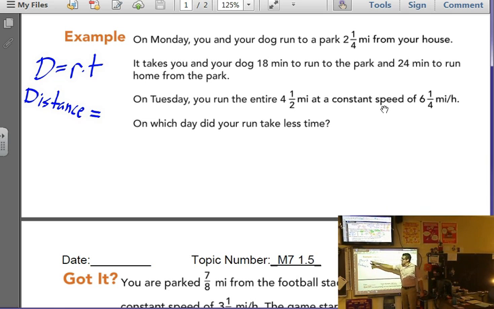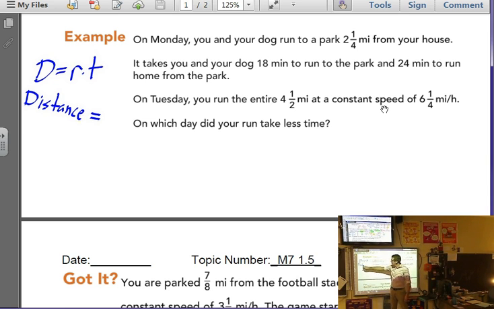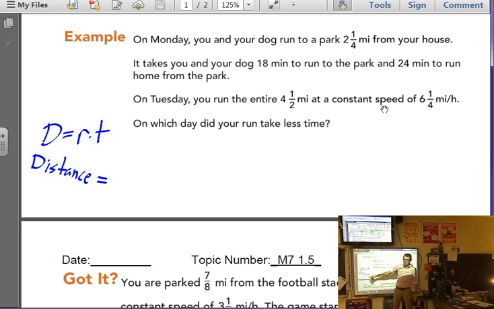So, D equals rate times time, or D equals RT, means distance equals rate times time. This is one of the most important mathematical formulas.